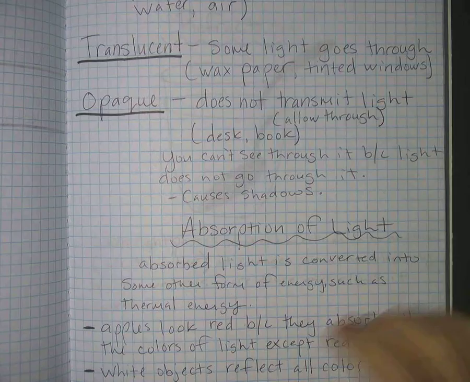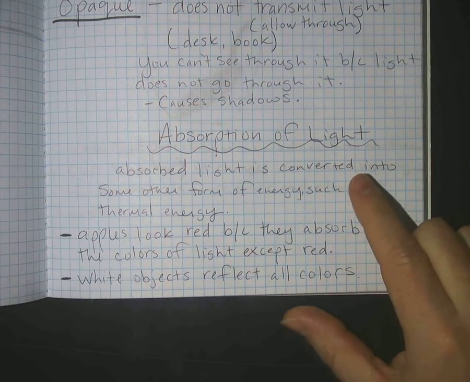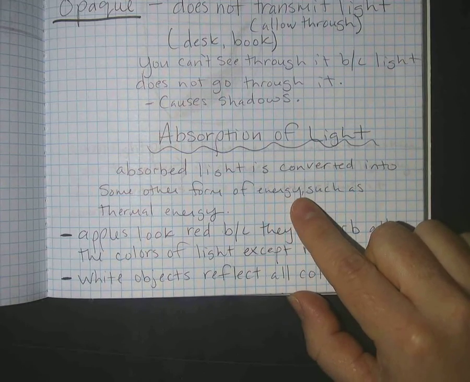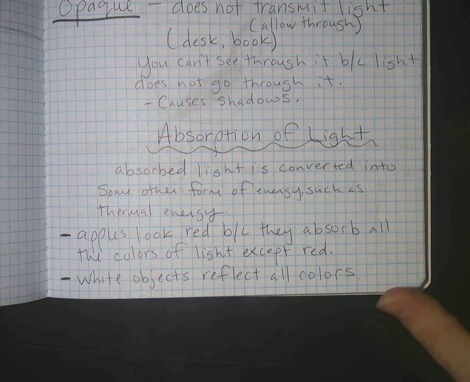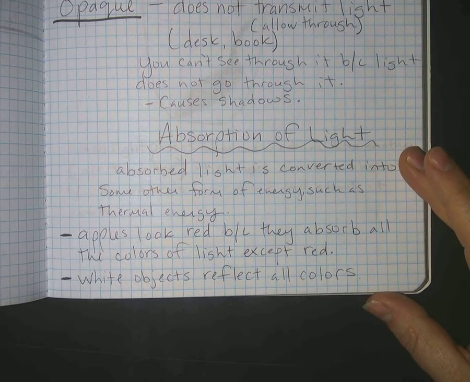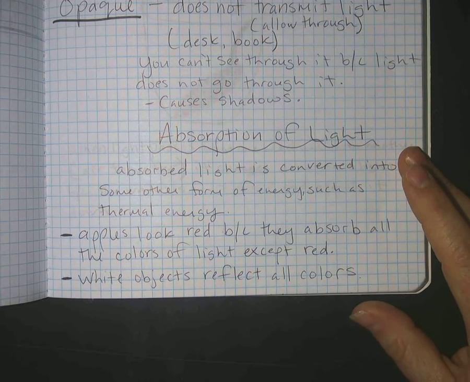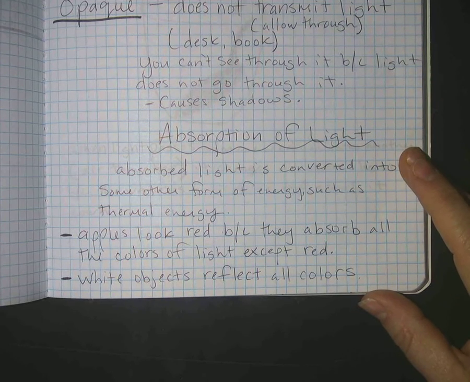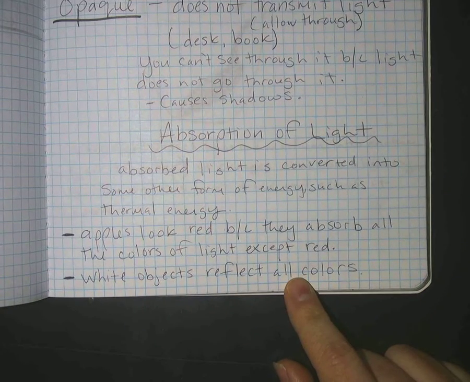All right? Absorption of light. When light is absorbed into objects, it's converted into some other form of energy, such as thermal energy. Apples look red because they absorb all the color of light except red. So colors that you guys see, you're actually seeing the colors that are not being absorbed. You're seeing the colors that are being reflected. So things that are white reflect all the colors of the rainbow.